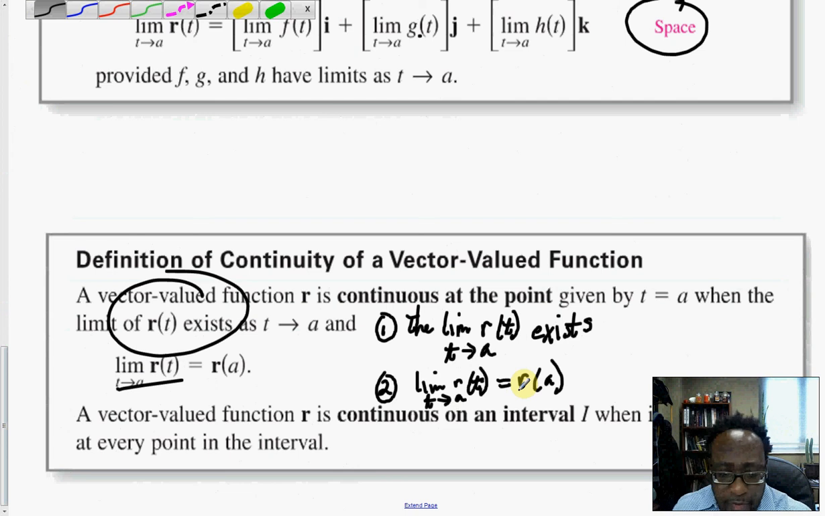A vector valued function r is continuous on an interval I when it is continuous everywhere, at every point on the interval.